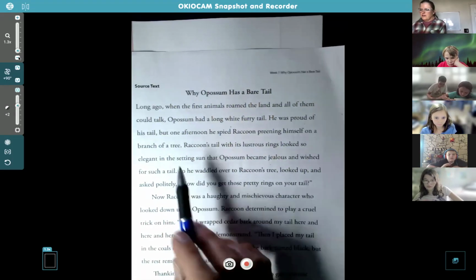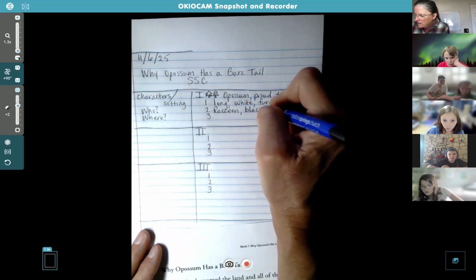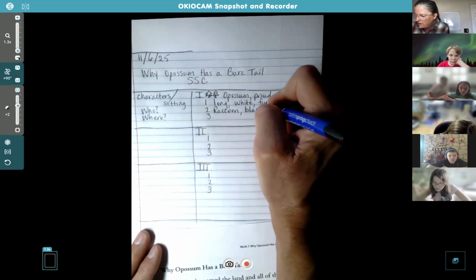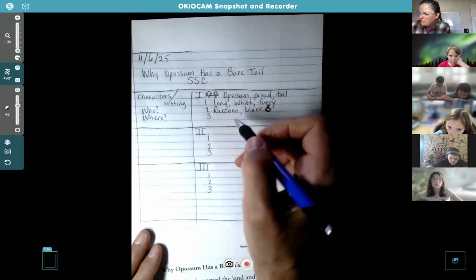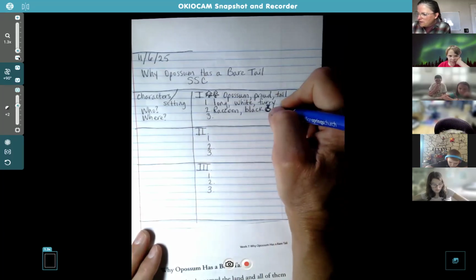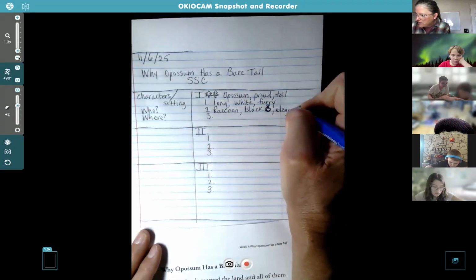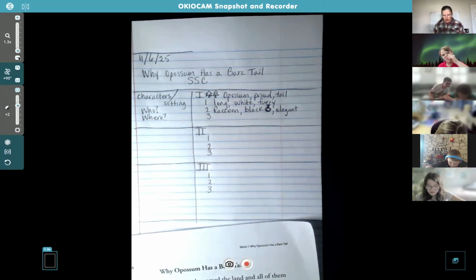So we could draw a ring, maybe put a little diamond on it so you know it's a ring. Black rings, and maybe pick one of those words. If you like elegant, I think I'm going to put elegant to describe that tail because wow, it was like fancy schmancy.